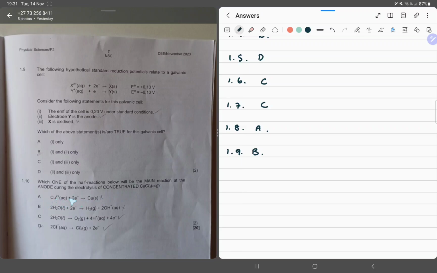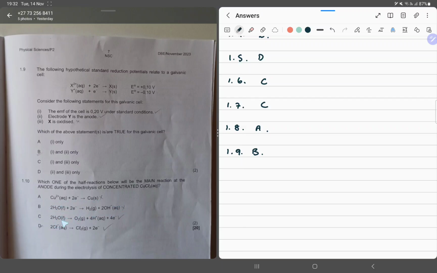Now, is it copper accepting 2 electrons to form copper? The answer is no, because this is the reduction reaction. So this is what takes place at the cathode. So no. Water taking 2 electrons and essentially being reduced to hydrogen gas and, what is this? The hydroxide ion. The answer is no, because remember, water is not a stronger oxidizing agent than copper, and essentially this is what would take place at the cathode, not at the anode.